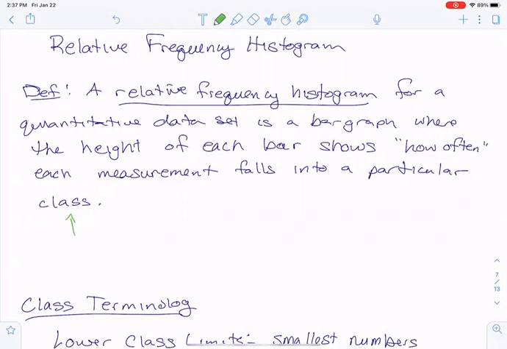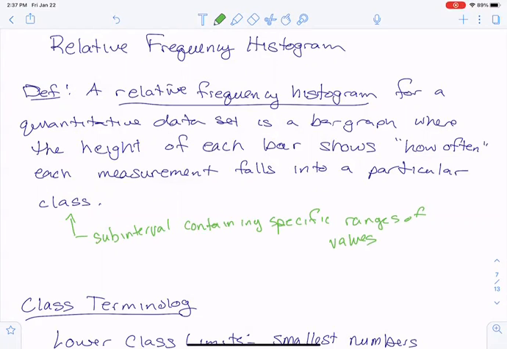And a class is really nothing more than a subinterval that contains specific ranges of values, right? There's a lot of class terminology when we talk about relative frequency histograms because we want to build this in a very robust way. So let's get into some of this terminology.